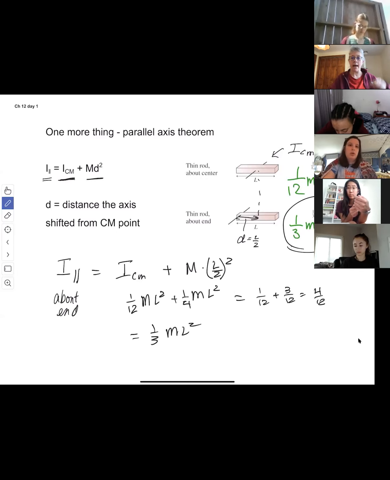Okay, so that's just a problem on the PSS, and I think maybe the one on the weekly homework also. You might have to use that if you're ever asked to find it about some weird axis, but you know what the center of mass moment of inertia would be.